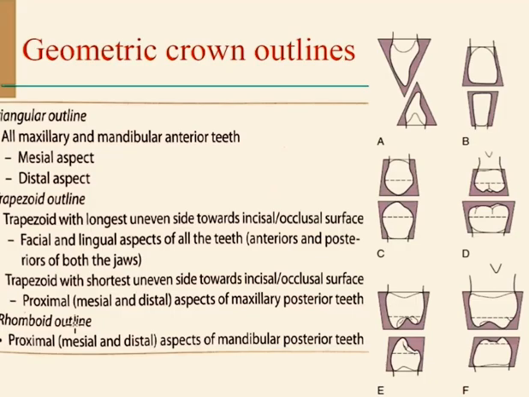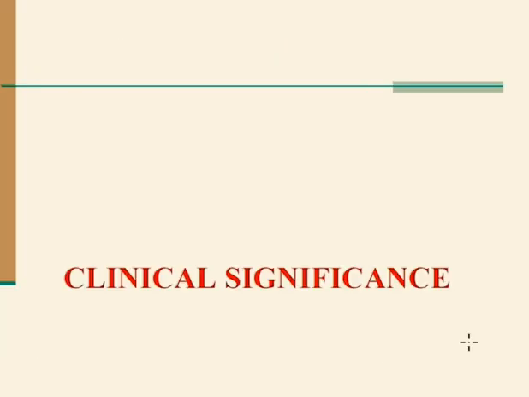You know that all maxillary and mandibular anterior teeth have a triangular outline from mesial and distal, while they have a trapezoidal shape on the buccal and lingual aspects of anterior and posterior teeth. This is called trapezoidal. The rhomboidal outline is only found on the mesial and distal proximal aspects of the mandibular posterior teeth. Clinical significance, read it alone.